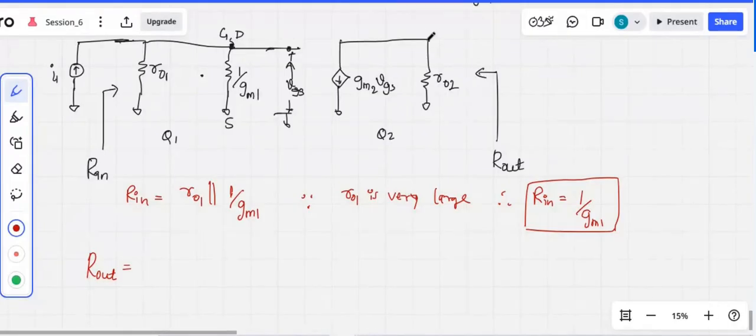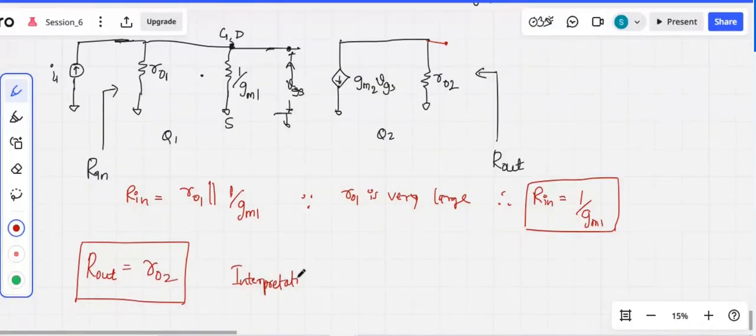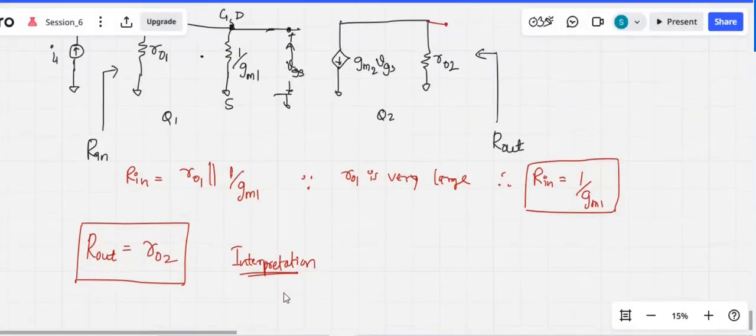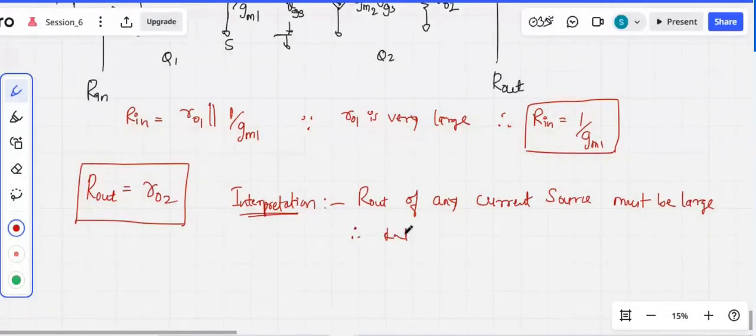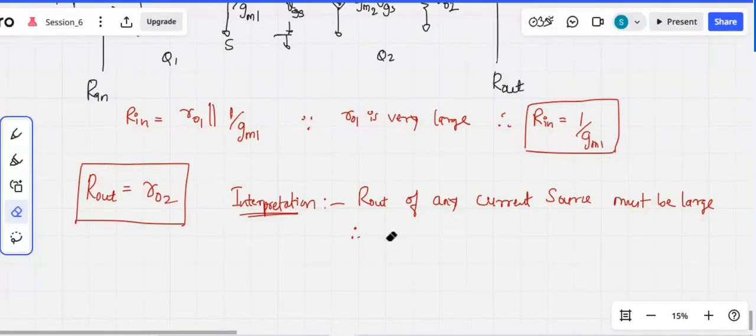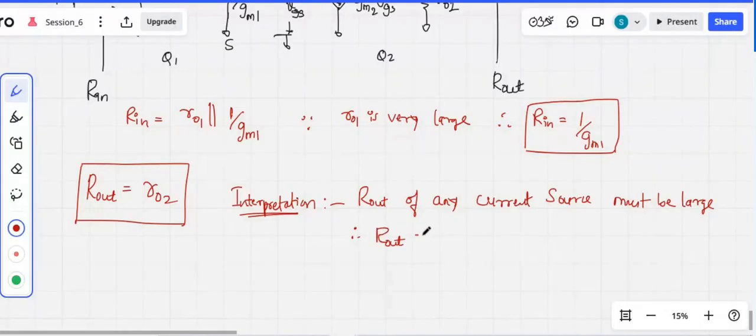R out is basically, if I look from the output side here, only RO2 is visible, so there is no other resistance, so it is simply RO2. The interpretation here is: for current sources, we are very keen on the output resistance. R out of any current source must be large, therefore R out equal to RO2 must be large.